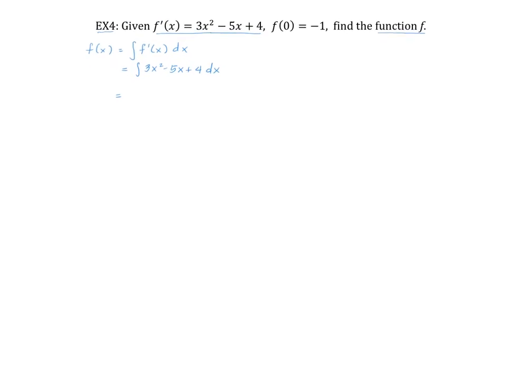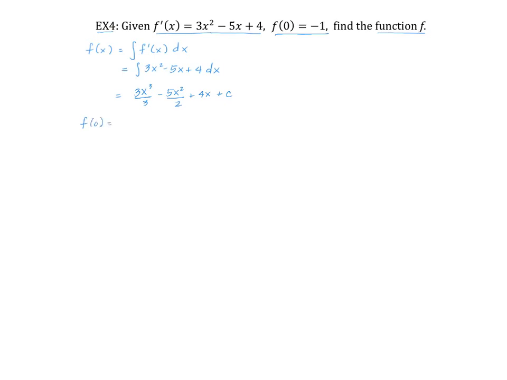And I'm sure we're pretty good with finding the antiderivative now. This is going to be 3x to the third over 3 minus 5x squared over 2 plus 4x plus the constant c. And this is where this initial condition comes in. F of 0 is equal to negative 1.